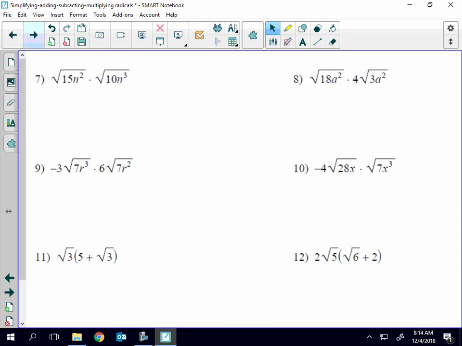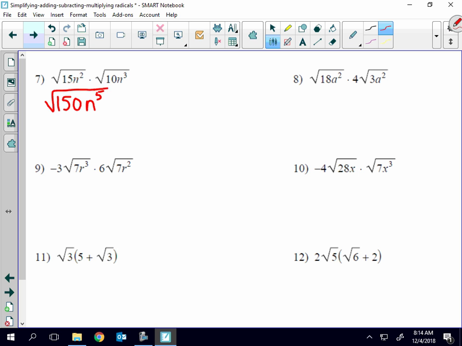Let's see. Oh, we have a few more we can do. I'll do a couple more with you. Oh yeah, I do want to do these ones. Okay, so the insides are the only thing we're multiplying here, because there's nothing else on the outside. We have 15 times 10, that's 150. We're multiplying the ends together. Keep your base, add your exponents.